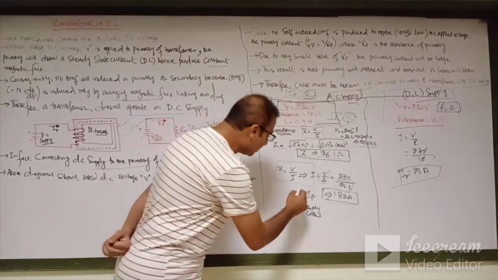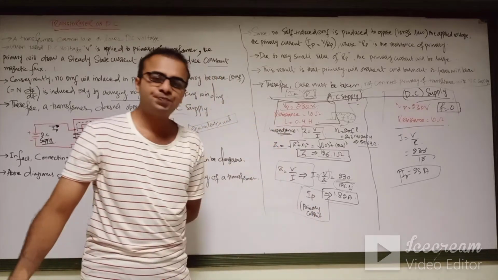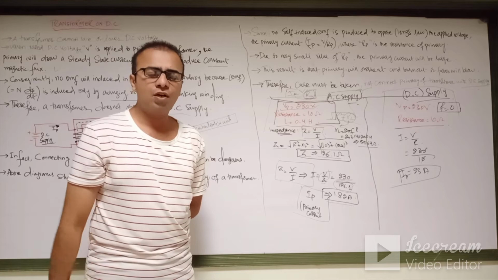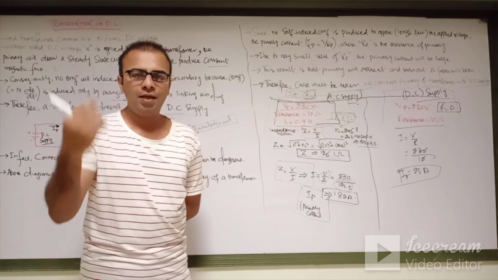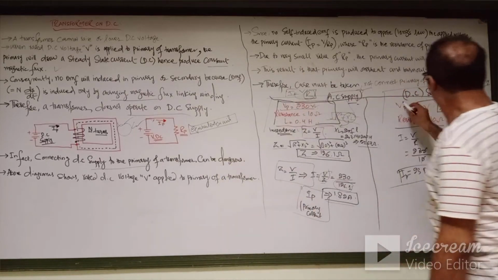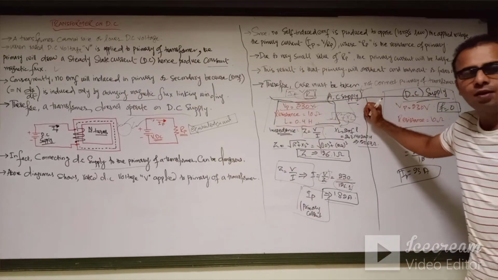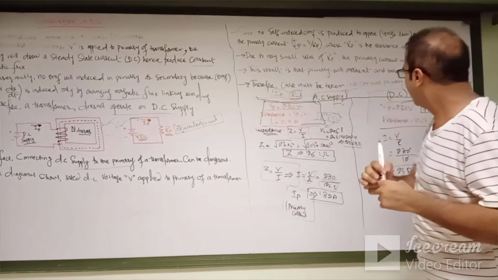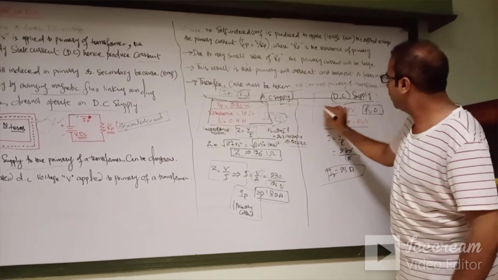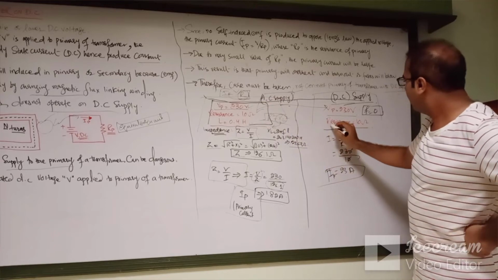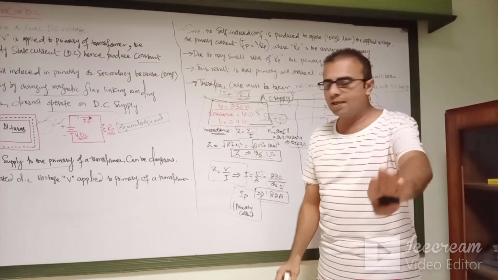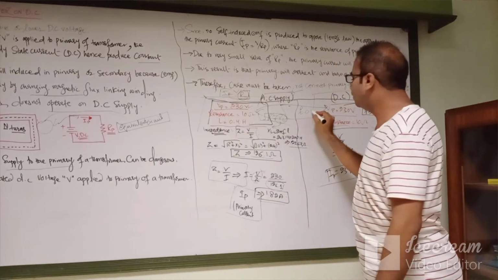So this is the current drawn by the primary winding of the transformer from the main supply connected with the transformer. Now let's see the case when a DC supply is connected with the transformer. We have the same voltage value, 230 volts, and the resistance is the same. Now in the case of a DC circuit, the frequency is 0.